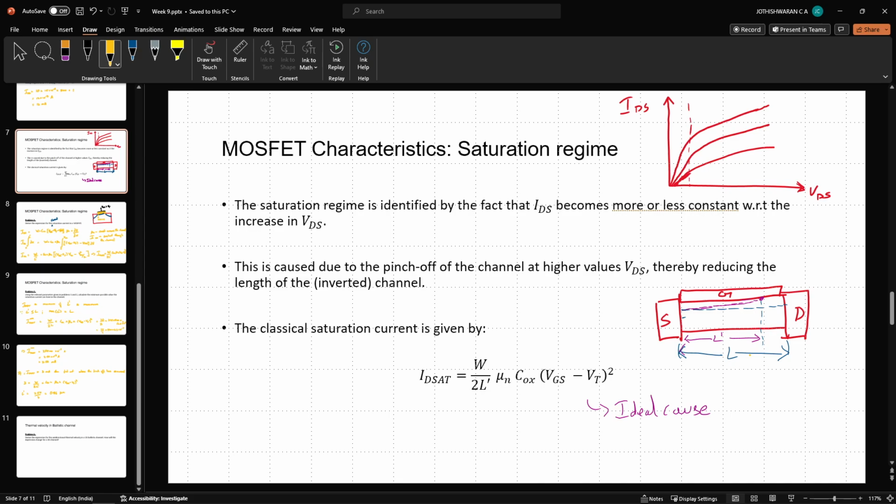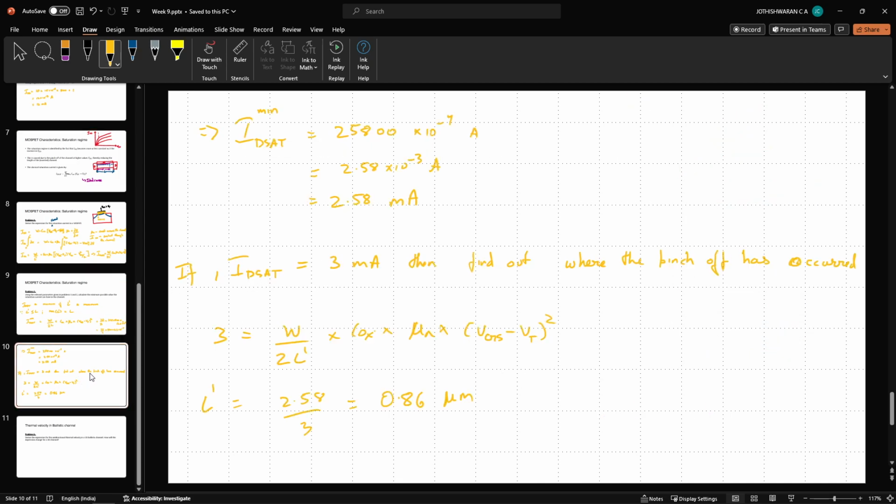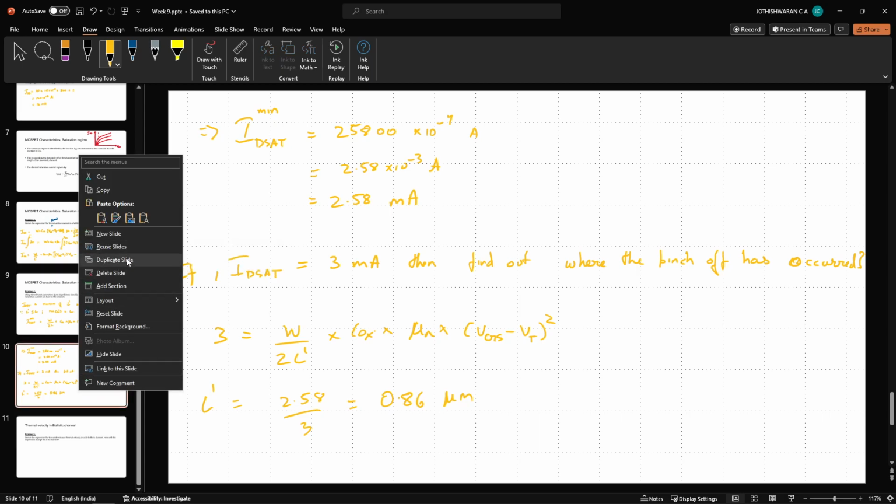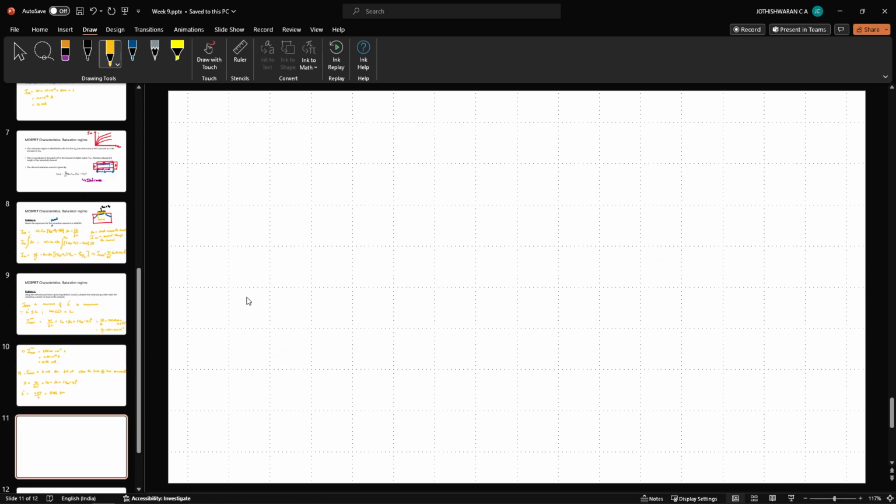Now one can ask a further question. I'm essentially adding questions on top of this question. So let me just insert a new slide. The next question is, for the previous case, that is ID sat equal to 3 milliampere, estimate the value of VDS.